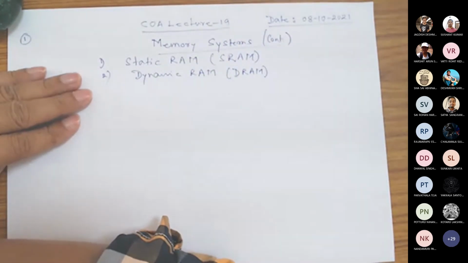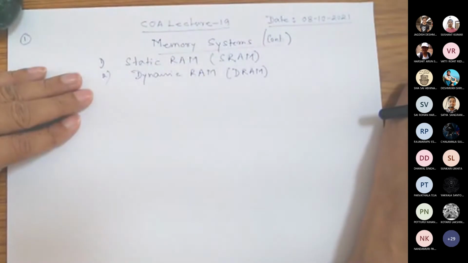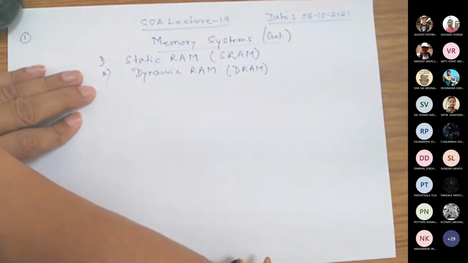What kind of components can be used to design dynamic RAMs? Now, can you tell me what kind of electronic components can be used for that? Any guess? Anyone? What happened to the class today? No one is responding.